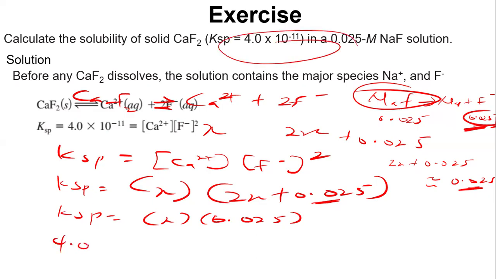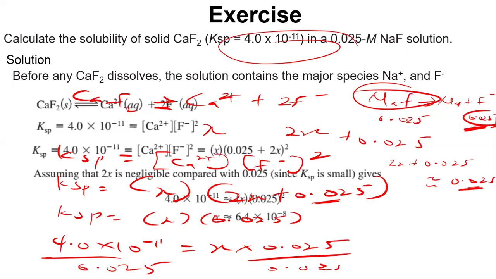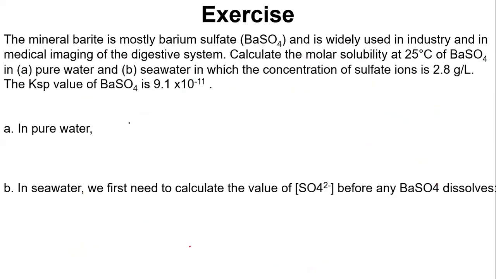Now the KSP has been given in the question. It's 4.0 times 10 raised to the power negative 11. Now it's equal to x times 0.025. You divide this side by 0.025, this side by 0.025, and that should give us our answer. And our answer is 6.4 times 10 raised to the power negative 8 molar.